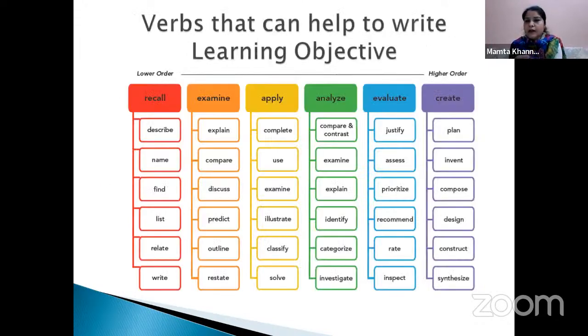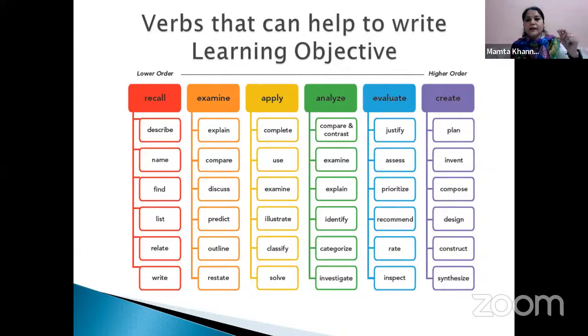I don't know how many of you have joined the Bloom taxonomy session, or how many of you know about it. If you go through Bloom taxonomy, you will see a pyramid which shows higher order and lower order thinking skills and how you can frame questions using Bloom taxonomy. I have taken this slide from the Bloom taxonomy material, and it helps you identify the verbs which can help you write your learning objectives or learning outcomes.